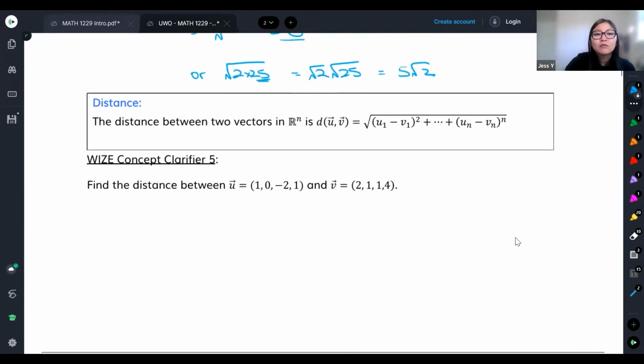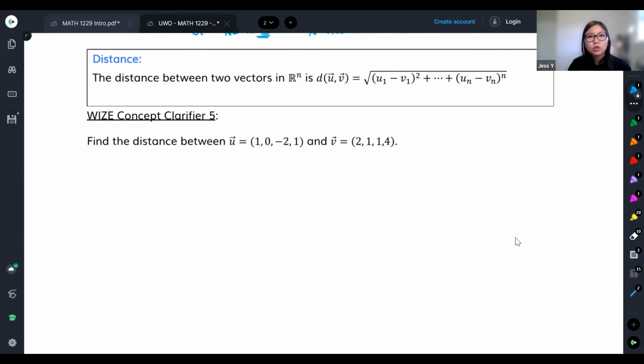Now the distance formula, again, not as likely to show up on the exam. If they test you on this, they would have tested it on the test already, but just in case, because it is covered in this course, I want to go over it with you. Distance specifically, they're talking about the distance between 2 vectors.